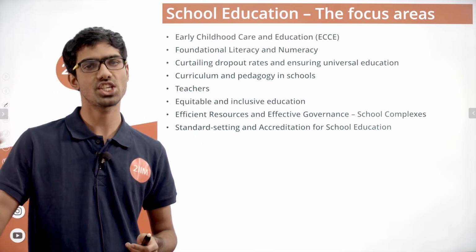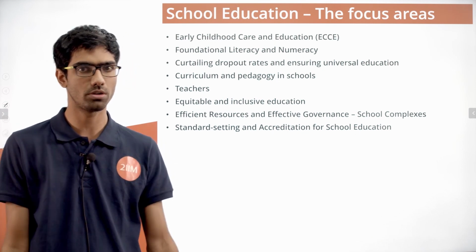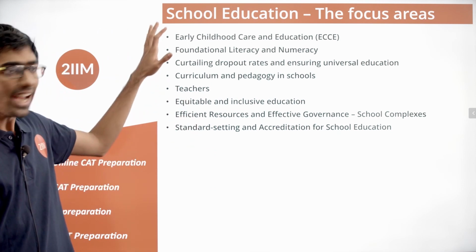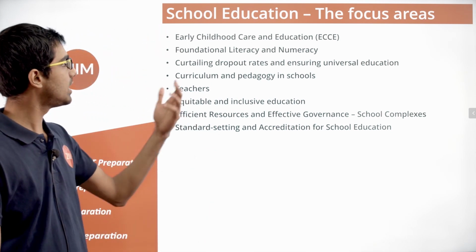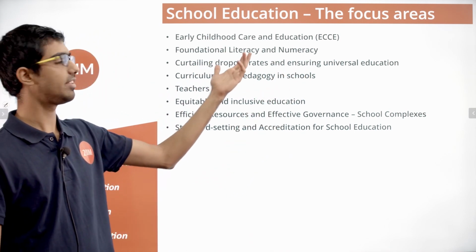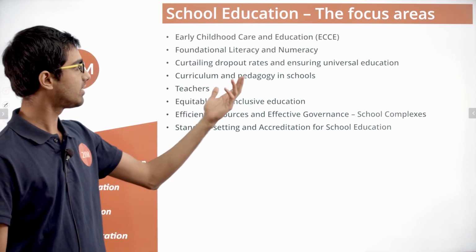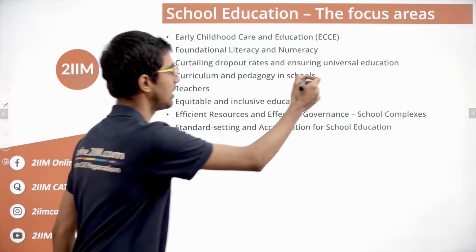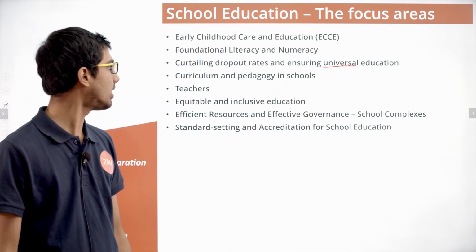Of course, the higher education and the further parts of the education policy are going to be covered in the subsequent parts. So there are 8 focus areas when it comes to school education in this policy. The first is early childhood care and education, which is called ECCE. The second is foundational literacy and numeracy, which we saw what it means. Curtailing dropout rates and ensuring universal education. Universal, again, equity, inclusion, all that is covered in this part.